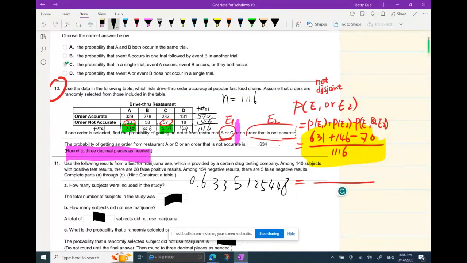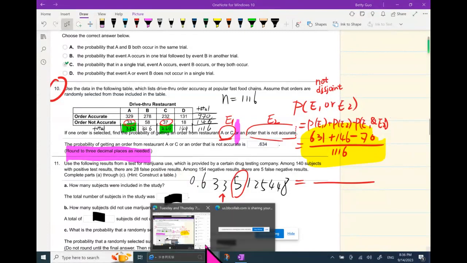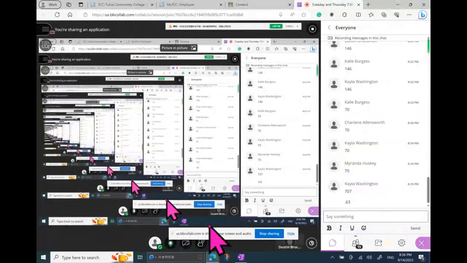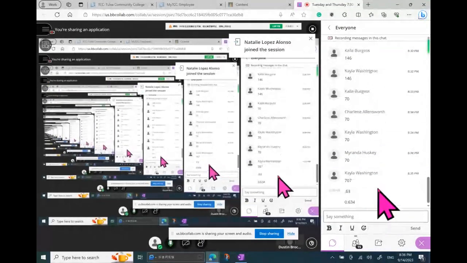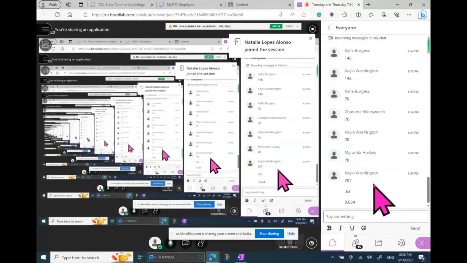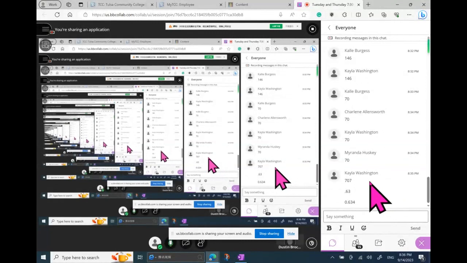Since we need to keep 3 decimal places, we look at this digit. Since it's bigger than or equal to 5, we round it up, round 3 up. So the answer is 0.634. Is that doable? 0.63 is fine, but if you enter that, the system will mark it wrong, and you know we have to read the sentence and round it properly. Awesome, thank you, Kayla.